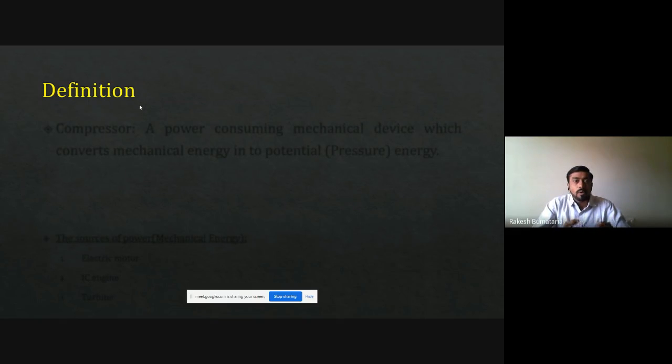Whereas IC engine, turbine, etc. are devices which produce mechanical energy output. So we do not need to supply any other major source of energy. So all these devices, like turbine and internal combustion engine, are power producing devices.